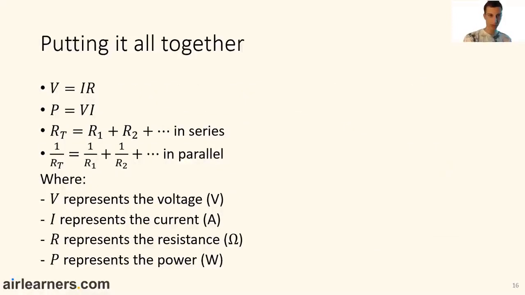So when we put it all together, we have 4 formulas. You've got your series and parallel laws, and then your kind of more broader laws relating voltage, current, resistance, and power. And each of those units are shown there.